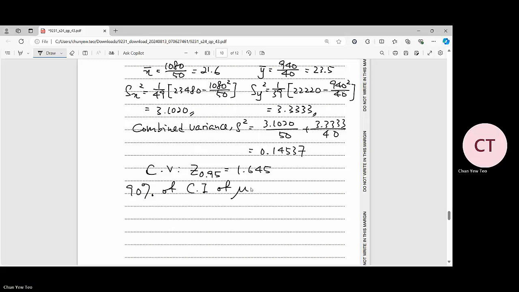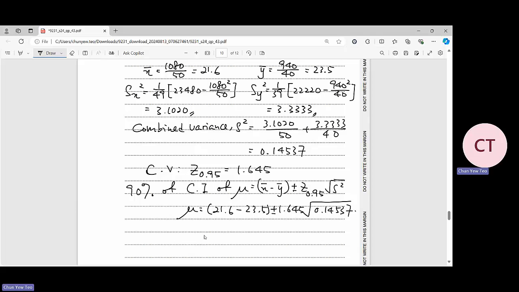Then therefore your 90% CI of mu will be equal to bar X minus bar Y plus minus Z 0.95 times the square root of S squared. No need to divide by N anymore. Okay, just the square root of S squared. So this is the formula. And if you replace the values, your mu is equal to 21.6 minus 23.5 plus minus 1.645 square root of S squared.